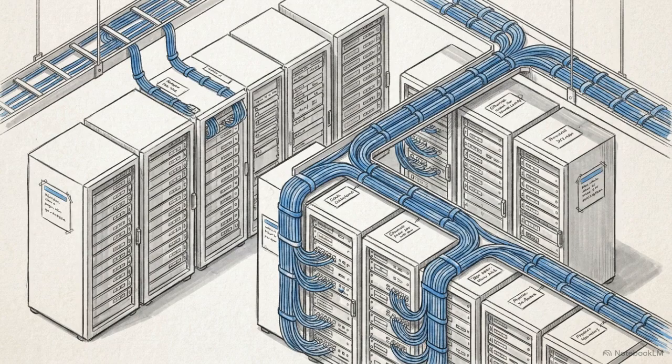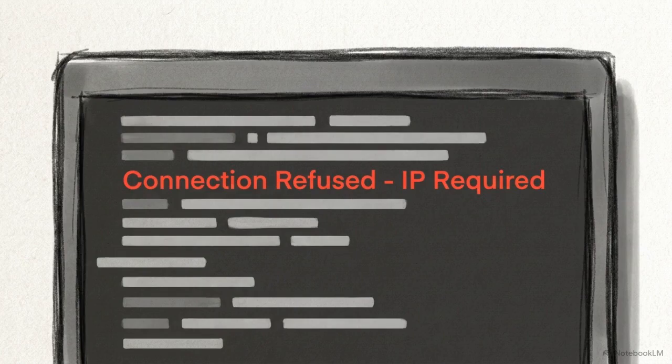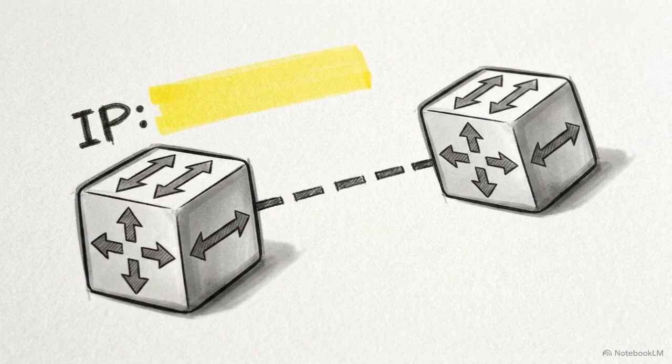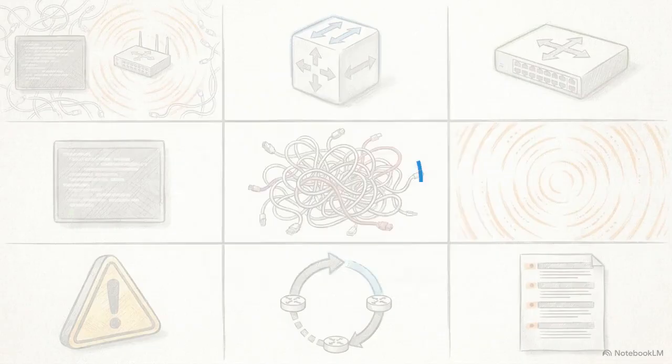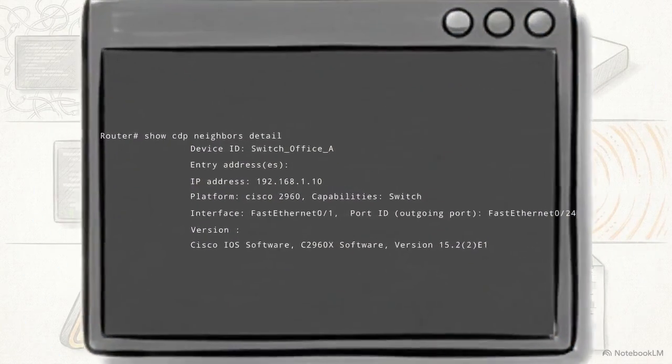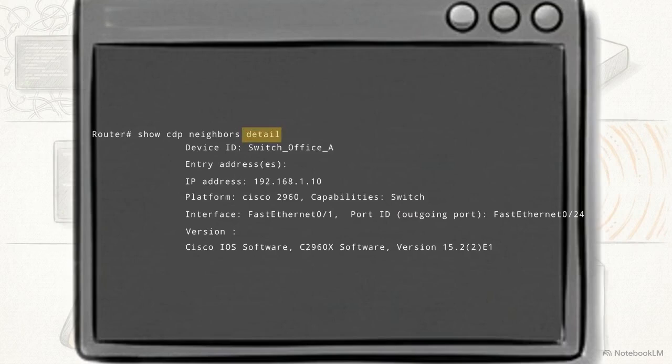While this table tells you what is plugged in, Layer 2 information won't let you open an SSH session to manage that neighbor. For that, you need their Layer 3 IP address. Look at this zoomed-in terminal output. By adding one word to run show CDP neighbors detail, you extract the specific IP addresses and the exact iOS software version running on that neighbor.